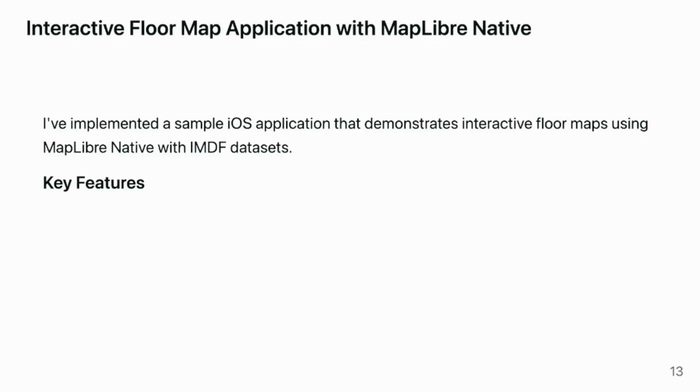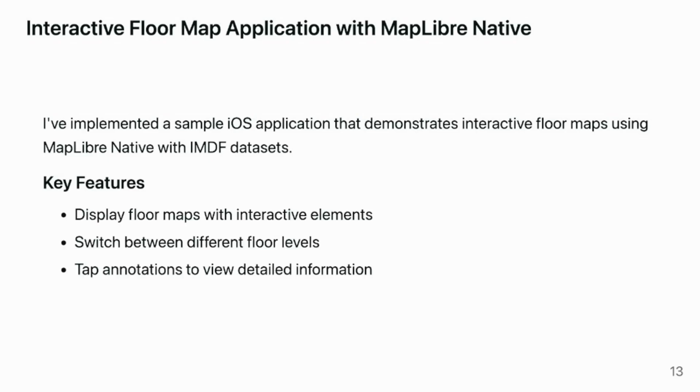Now let me show you the practical implementation. The application includes three key features. First, it displays a floor map with interactive elements like units, openings, amenities, and occupants. Second, you can switch between different floor levels using a level picker. And third, users can tap annotations to view detailed information about occupants and amenities.